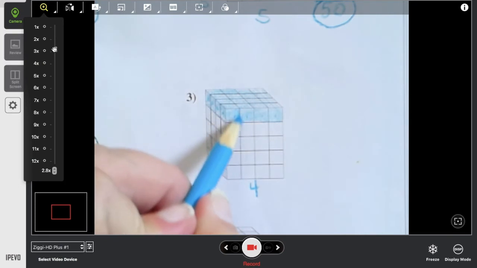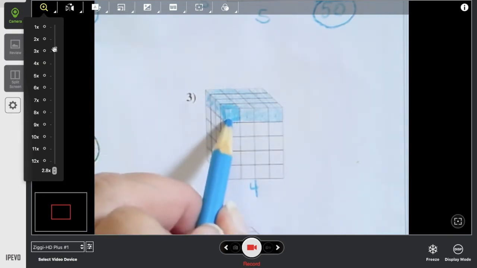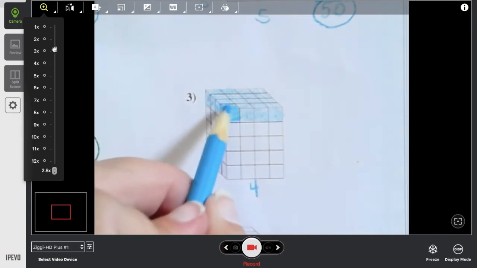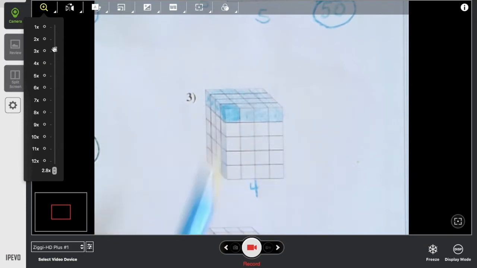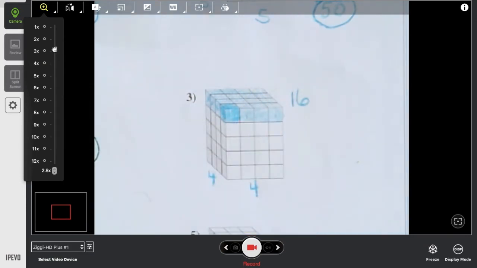Remember, this corner cube right here, I need to count that for my this way and also this way because it's going to be that corner piece. So this top layer is a 4 by 4 square. That would mean that layer has 16 cubic units. Well, if that's the case, I just need to know how many layers there are.